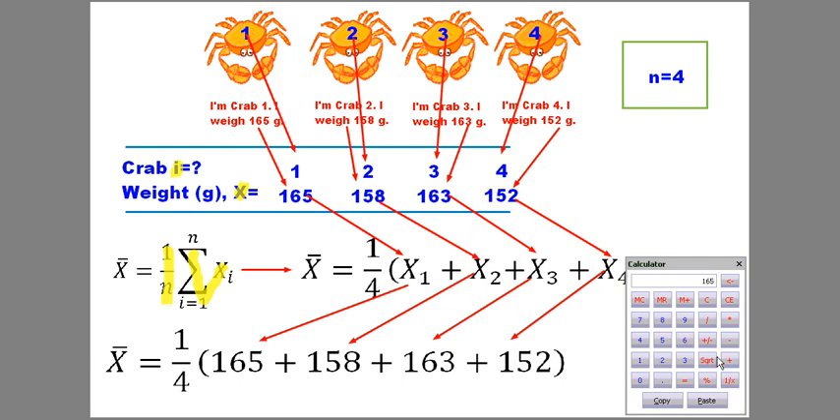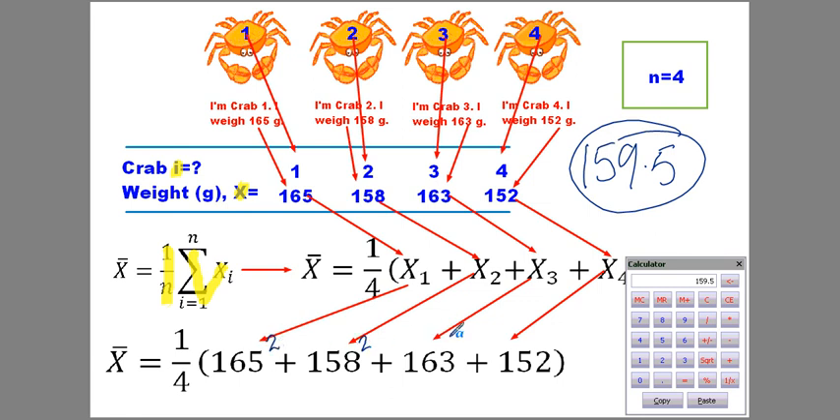165 plus 158 plus 163 plus 152 equals 638, divided by 4 equals 159.5. So we worked out the mean using the formula, and it's 159.5. The formula for the variance, which you'll also find in the manual, is similar, but it uses the observations squared. And so you'll see little squared signs written in the formula in the places I've done there.